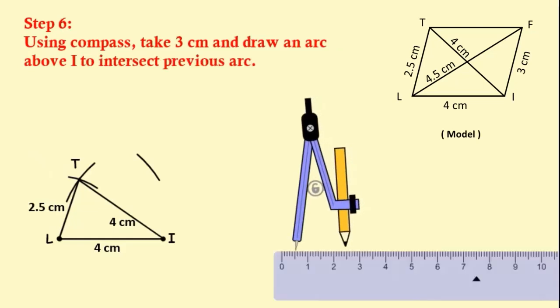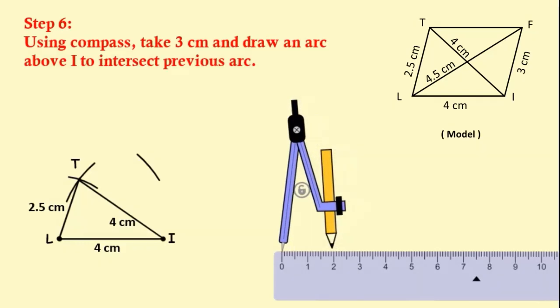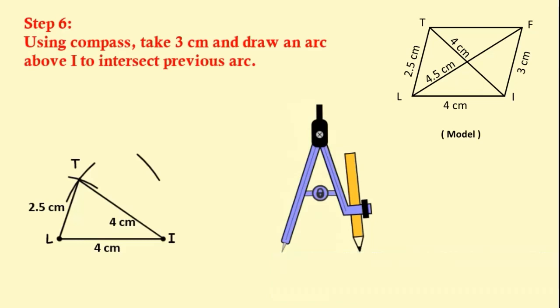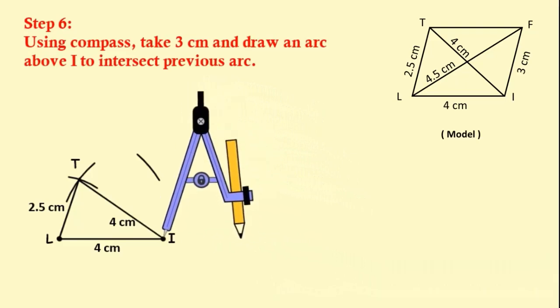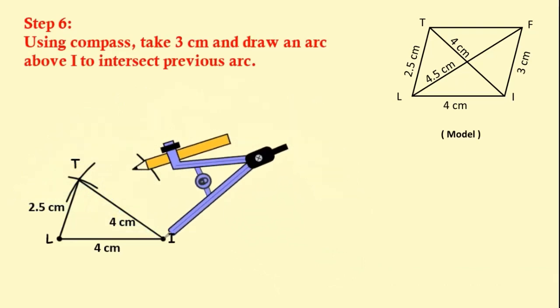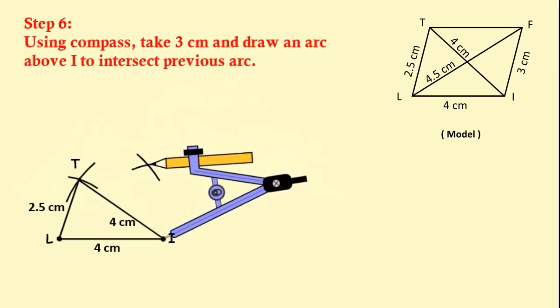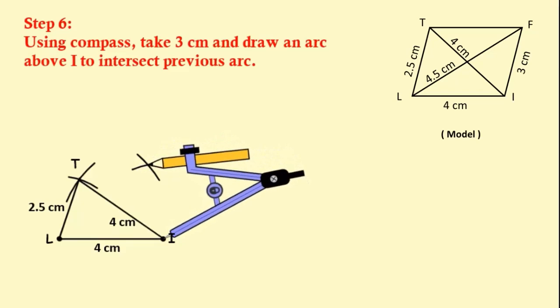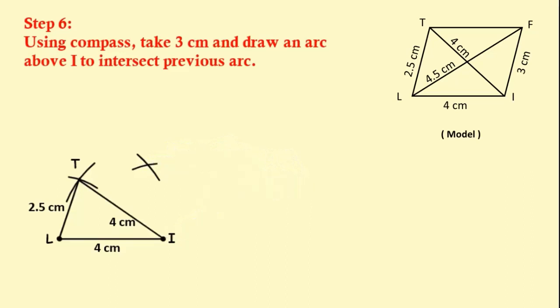In the sixth step, as the length of side FI is given 3 centimeter, we make an arc from the point I above it to intersect the previous arc. This intersecting point is the point F.